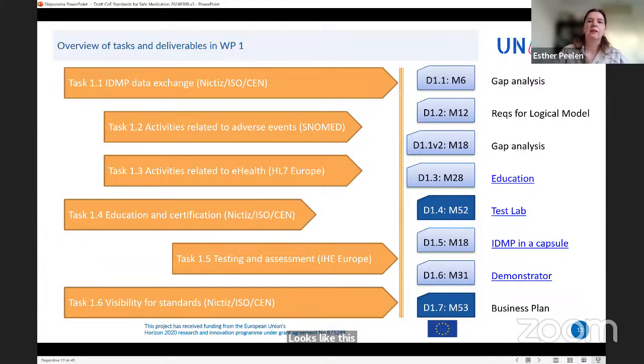And what we have been doing, and was the task also from the grant agreement of UNICOM for our work package, is to have a look at the different standards that are affected by IDMP and identify the gaps within those standards in order to embed the IDMP standards in their own standardization organization standards. There was a task also directed by SNOMED to see all the activities related to adverse events. There has been an information model developed that's available.